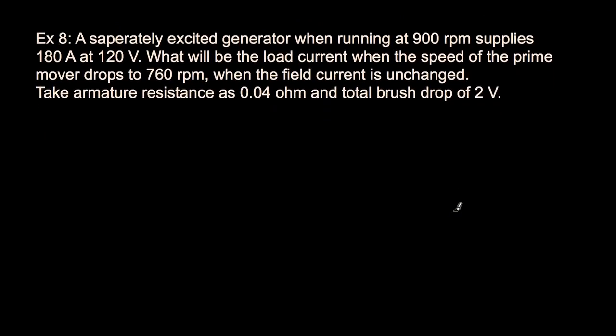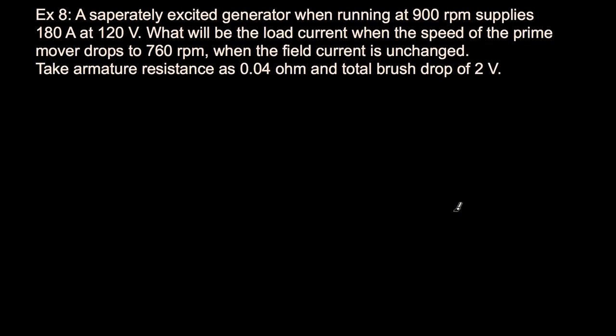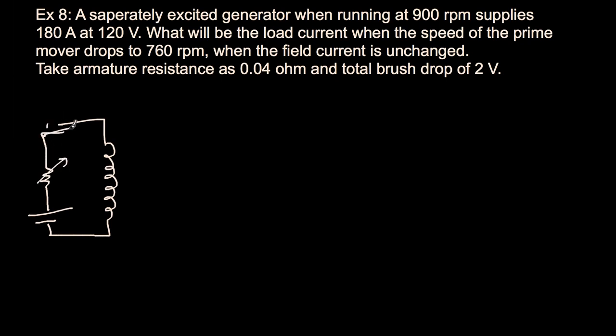This is example 8, in which a separately excited generator is given. Again, it helps to draw the diagram. So I draw the separately excited generator. There is a voltage and sometimes there is a variable resistance. By changing this resistance, which is connected in series, I can control the current in the field. That is the idea.